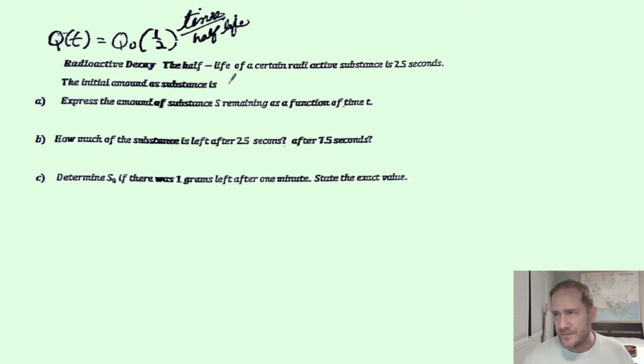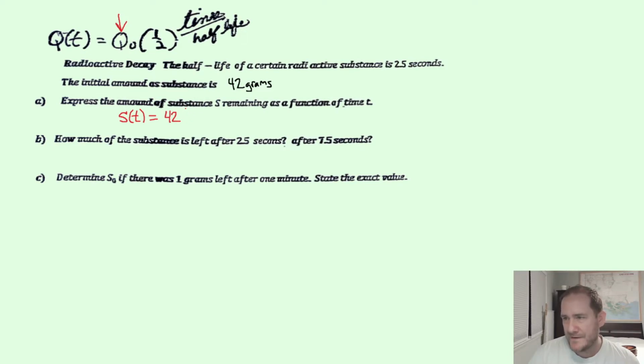The initial amount of substance is 42. Didn't we have 42 already? Doesn't matter. 42 grams. Everything else can stay the same. So it says express the amount of substance S remaining as a function of time. So amount of substance over time would be S of T. It says it right here, the initial amount, which is given to us. Oh yeah, I just made it up, 42. Let's take a 42 here.